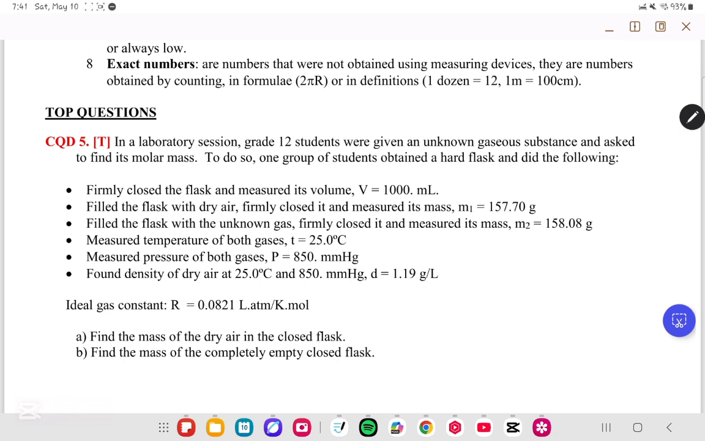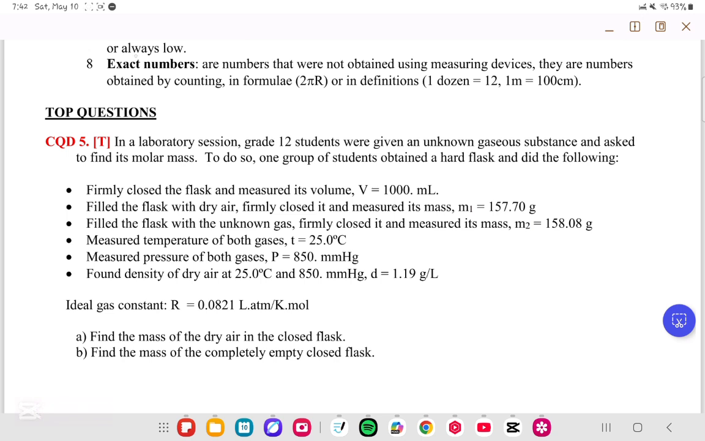Okay, in a laboratory session, grade 12 students were given an unknown gaseous substance and asked to find its molar mass. To do so, one group of students obtained a hard flask and did the following. Firmly closed the flask and measured its volume, V equals 1000 milliliters, filled the flask with dry air, firmly closed it and measured its mass. Then measured the temperature of both gases, measured the pressure, and found the density of dry air. They want us to find the mass of the dry air.